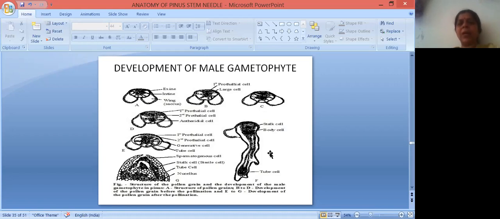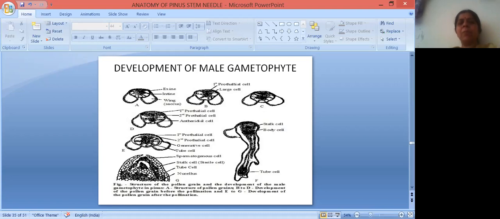The male gametophyte is the structure, the organ, which consists of gametes. The organ having haploid gametes is called the gametophyte. This gametophyte is known as male because it is developed from a single haploid microspore. This is the initial cell for the development of the male gametophyte.